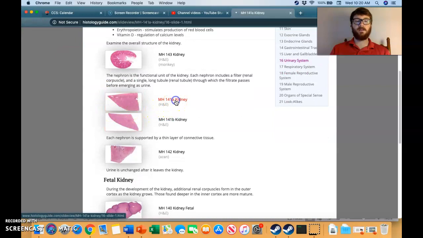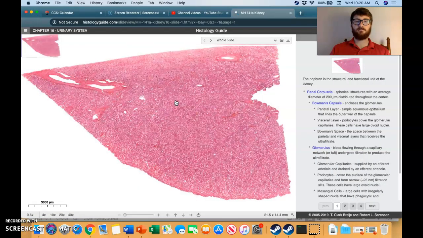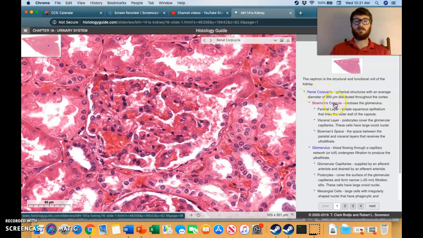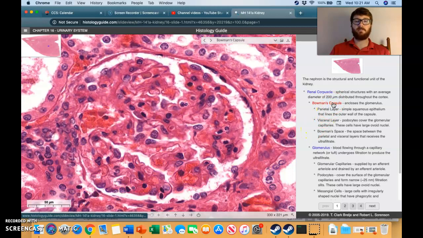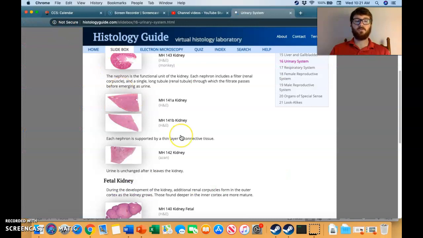Here is another one. This is the kidney itself, and you have the renal corpuscle, and you have the Bowman's capsule, which is a great picture of the Bowman's capsule here. It encloses all of this stuff here, this network of vessels, which is the glomerulus. This glomerulus is within the Bowman's capsule, and there are a couple other pretty cool pictures.